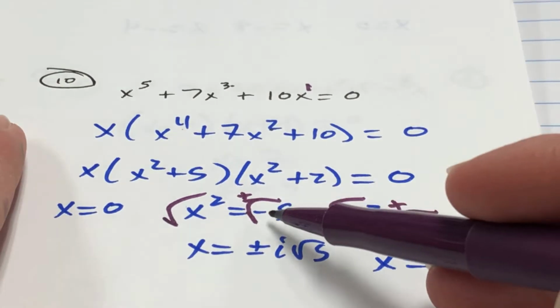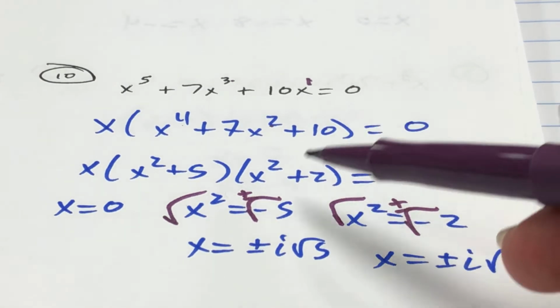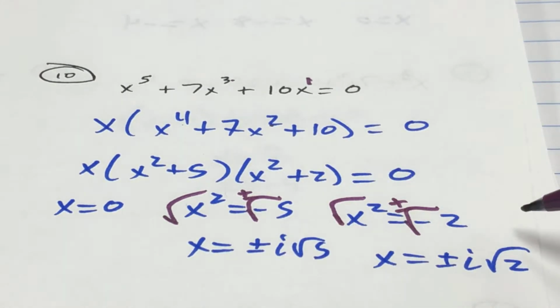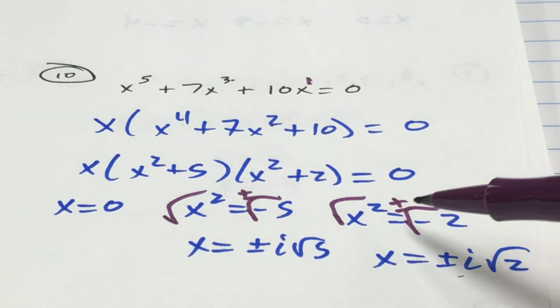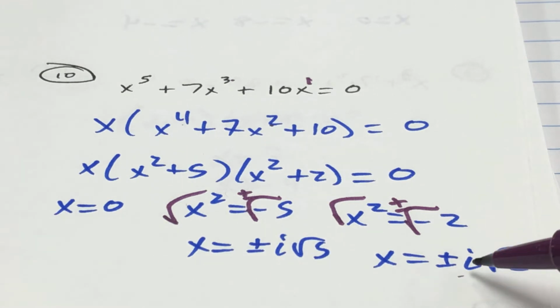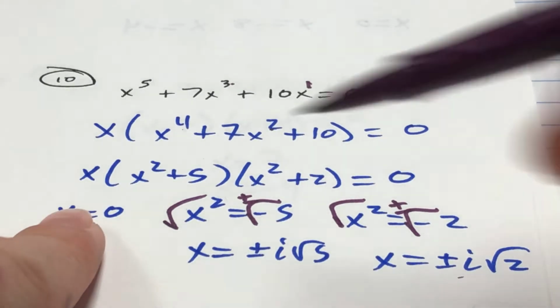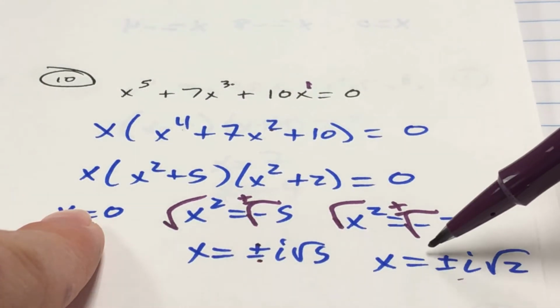Anytime I'm taking the square root of a negative, that's the definition of an imaginary number. Take the i out. So plus or minus i root 5. Root 5 doesn't break down. It's irrational. It's a decimal. All right. Then plus or minus square root of negative 2. Take the i out. So it'd be plus or minus i root 2. Those are my other two solutions. So I technically have 5 solutions. 1, 2, 3, 4, 5.